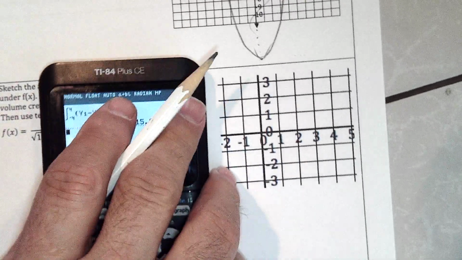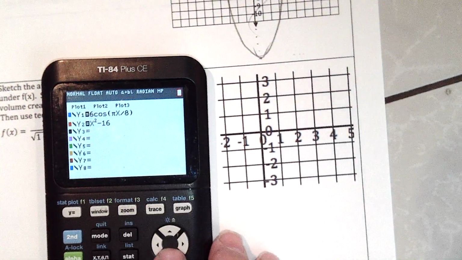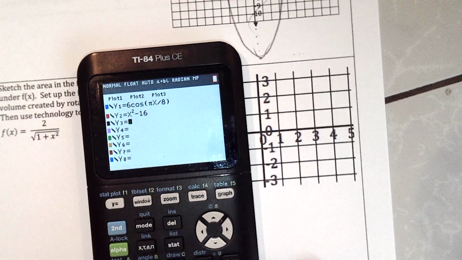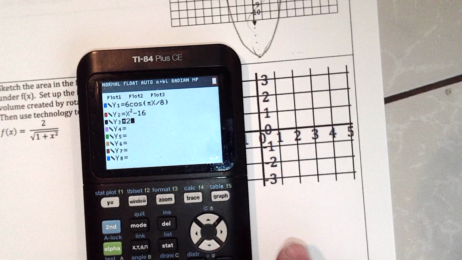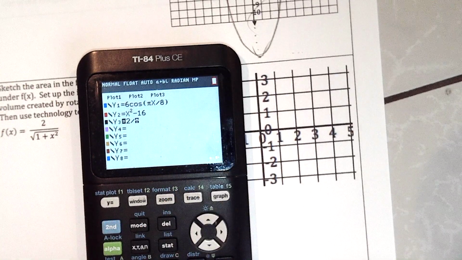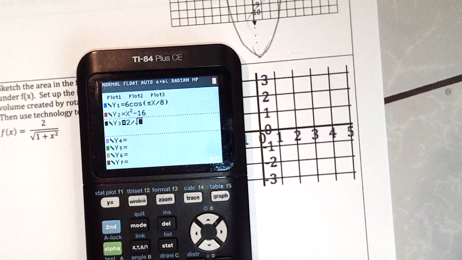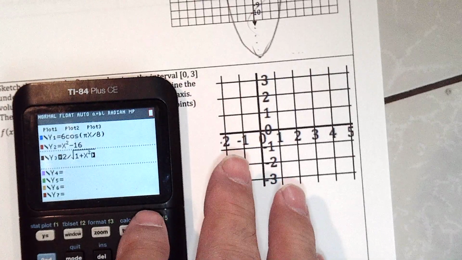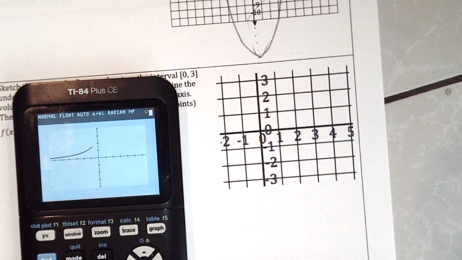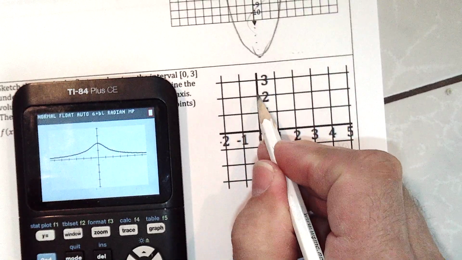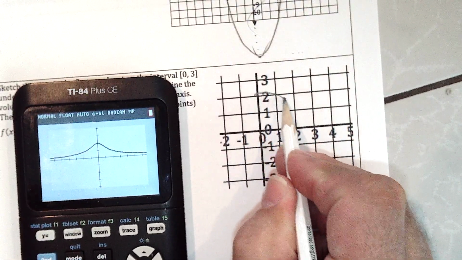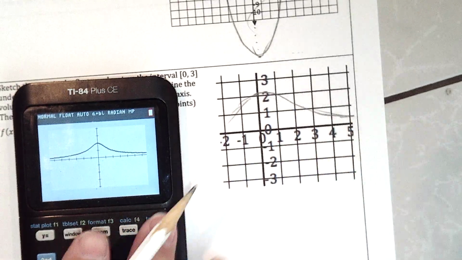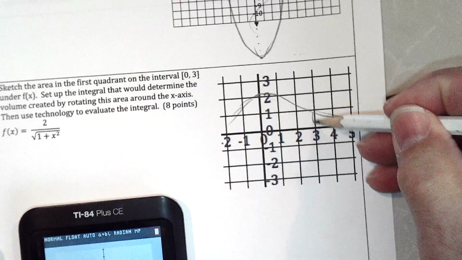Number 2. It's 2 divided by the square root of 1 plus x squared. Zoom 4. So it goes through 2 and it tapers off. And we're supposed to do from 0 to 3.